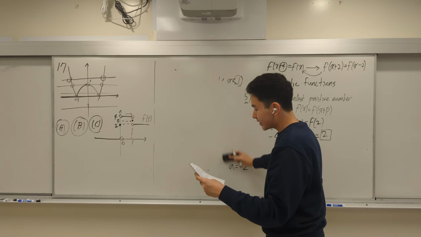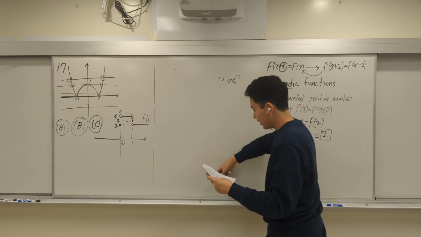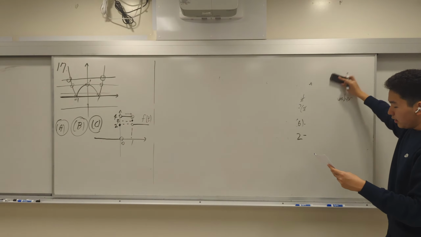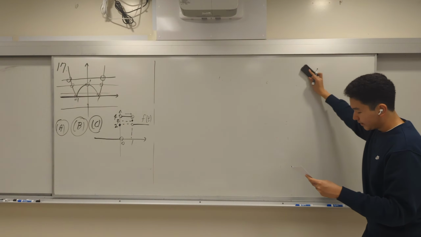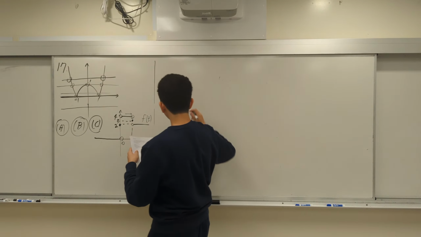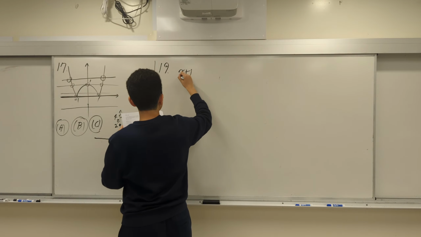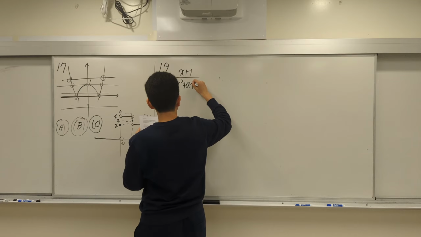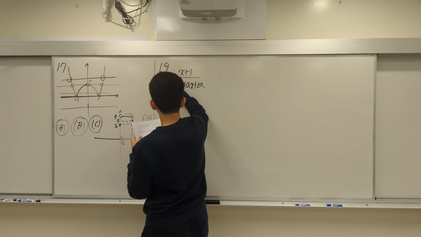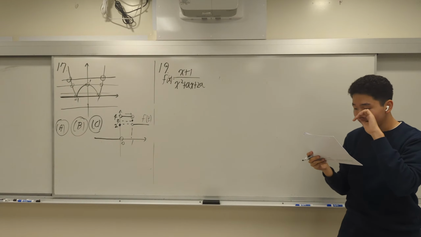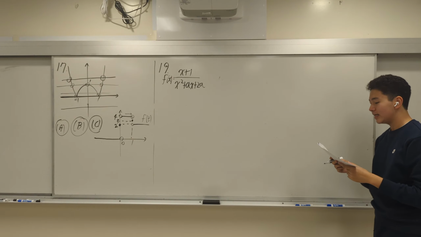Find the sum of all integers a so that the function f of x equals x plus 1 over x squared plus ax plus 2a. We have f of x equals x plus 1 over x squared plus ax plus 2a. And this has to be continuous on the set of all real numbers, and a is an integer.